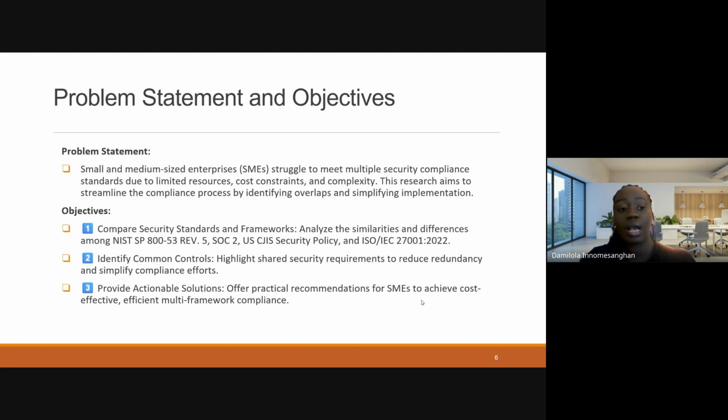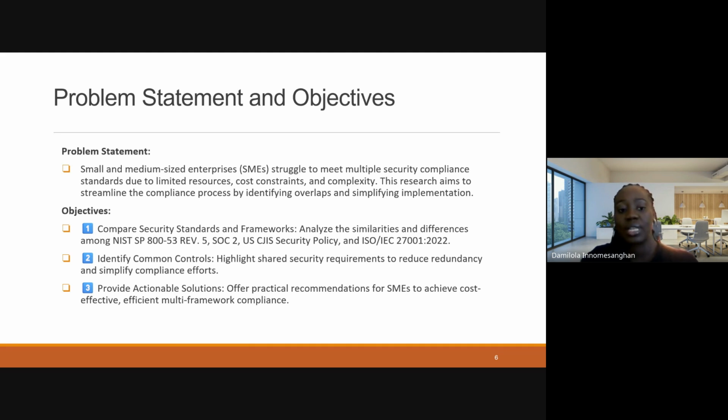Our major question is, how can we help small and medium-sized enterprises simplify multi-framework compliance without the overwhelming costs and complexities that I just mentioned? To do this, we decided to create a structured approach for small and medium-sized enterprises to achieve multi-framework compliance by aligning 4 important information security standards, which are ISO 27001:2022, NIST 800-53, SOC 2, and CJIS.